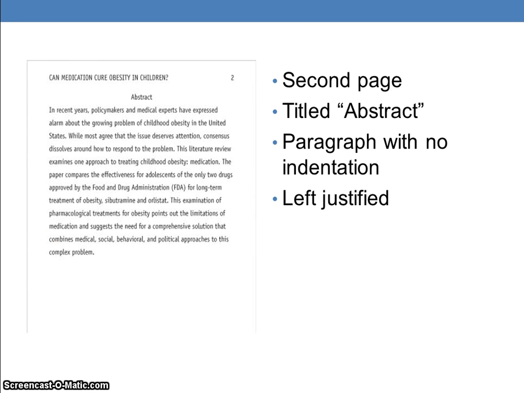Additionally, notice the running head. It no longer carries the running head phrase. It just has the complete title or the shortened title of your paper.